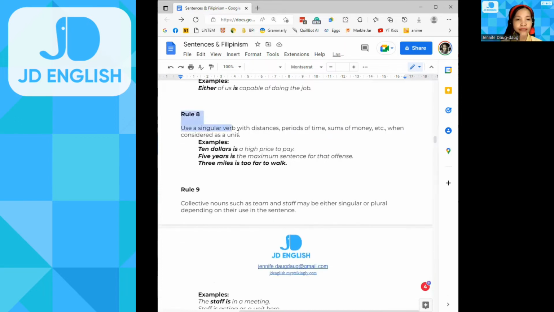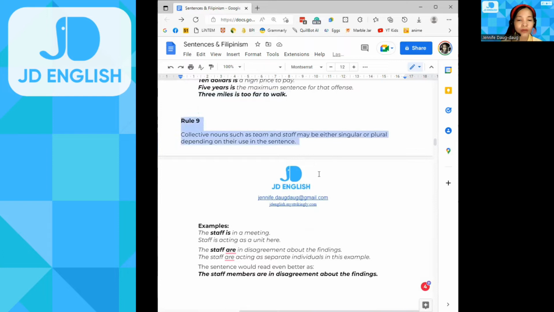Rule number eight: use a singular verb with distances, periods of time, sums of money, etc. when considered as a unit. Examples: $10 is a high price to pay. 5 years is the maximum sentence for that offense. 3 miles is too far to walk.